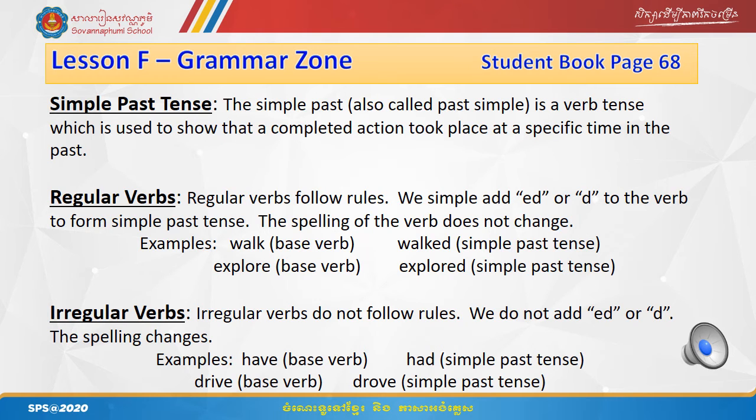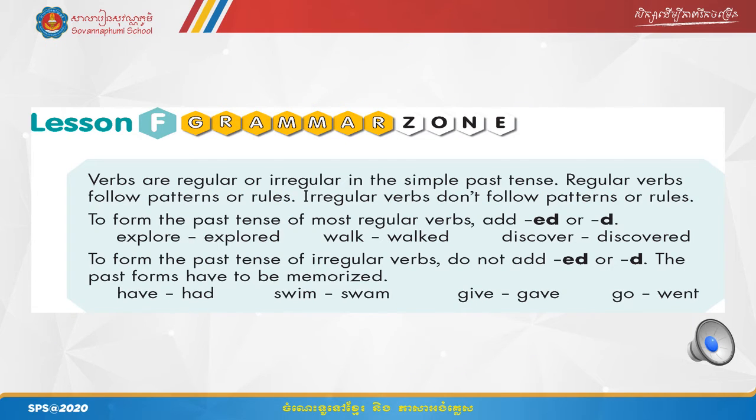Okay, let's move on. We can now turn to page 68 in our student books, and here we have lesson F. And let me read over it quickly. Verbs are regular or irregular in the simple past tense. Regular verbs follow patterns or rules. Irregular verbs don't follow patterns or rules. To form the simple past tense of most regular verbs, add ed or d.